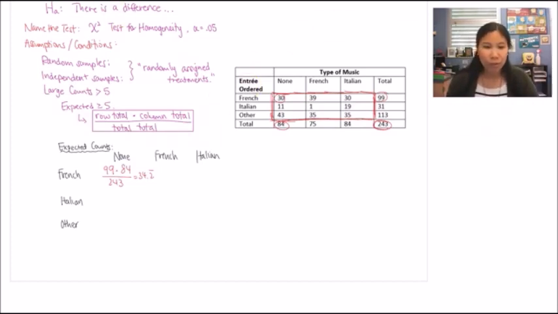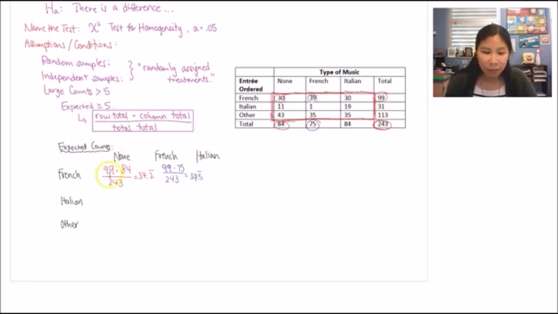Okay, then I'm going to do the same thing, but this time for French and French. So the people who listened to French music and ordered French food. So that value was 39. My observed value was 39. The row total for that is 99. The column total was 75 divided by the total of 243. And that'll get me 30.5 repeating.